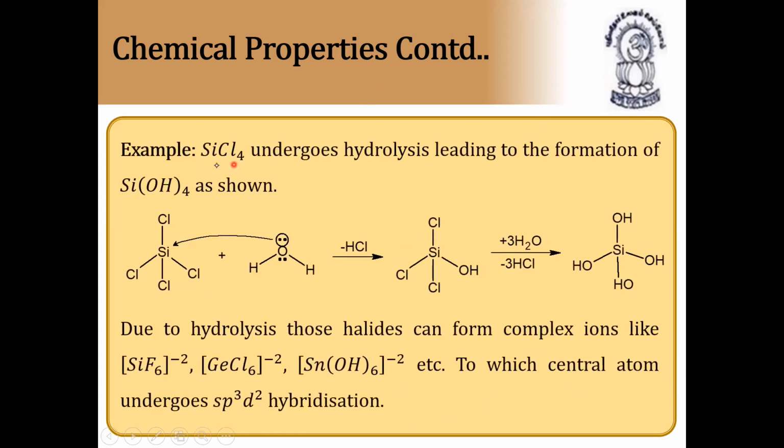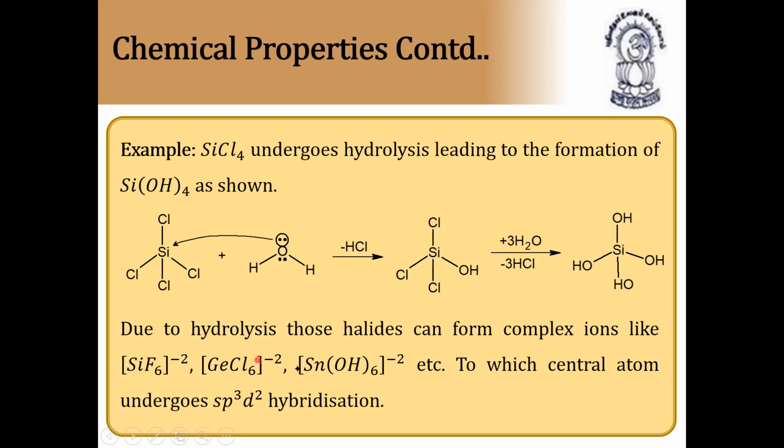Next, silicon tetrachloride undergoes hydrolysis, leading to the formation of silicon hydroxide compounds as shown here. Silicon tetrachloride reacts with water. Oxygen donates its lone pair of electrons to silicon, due to which it forms Si-Cl-OH. One chlorine goes away and OH takes its place. In the final case, all the chlorines go away and form OH. So three molecules of water, minus three HCl.